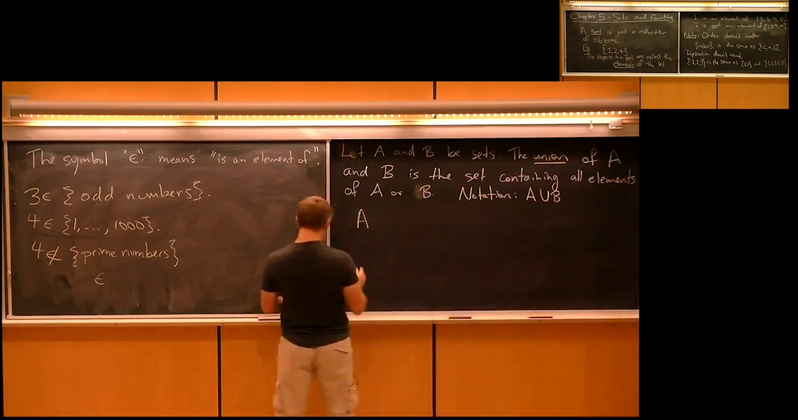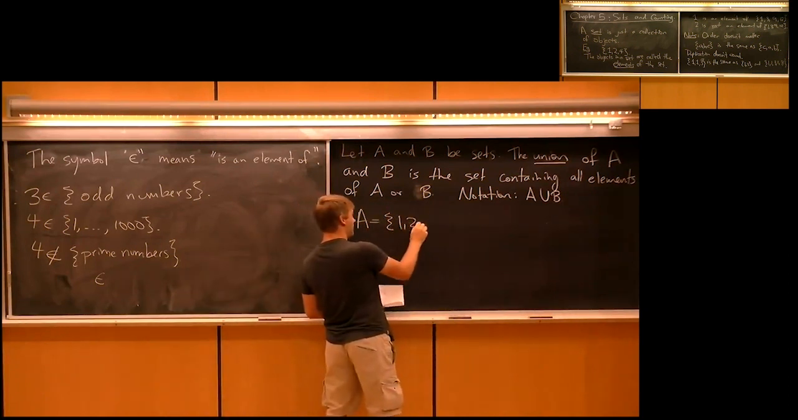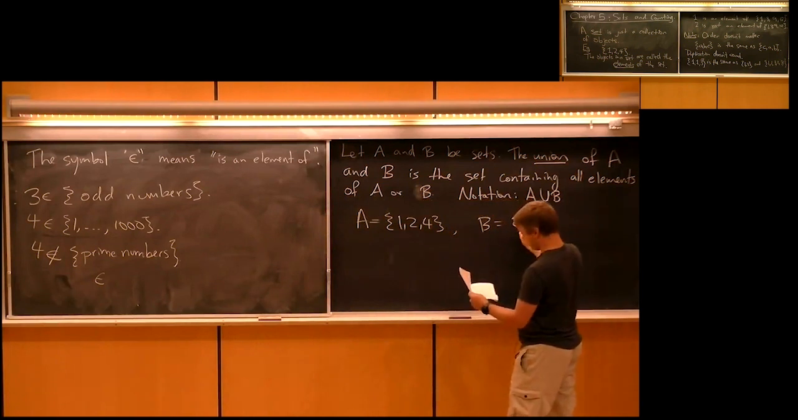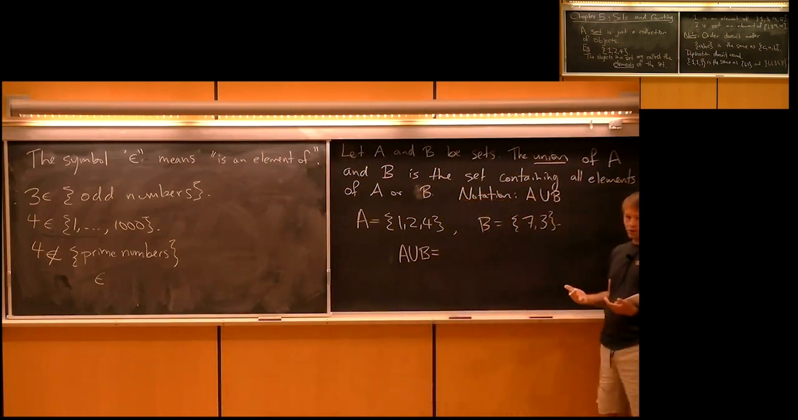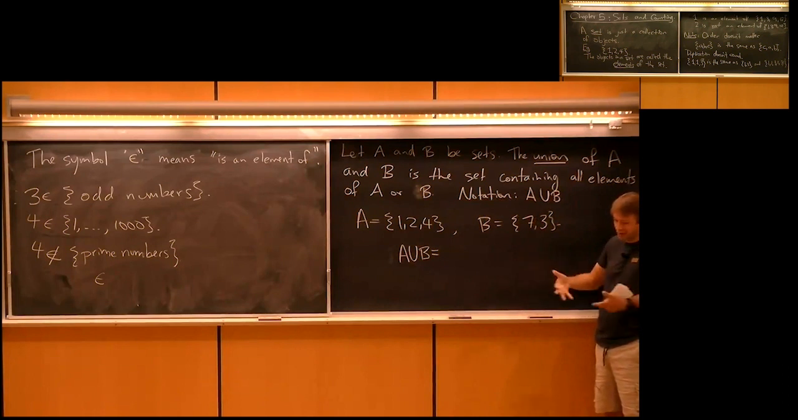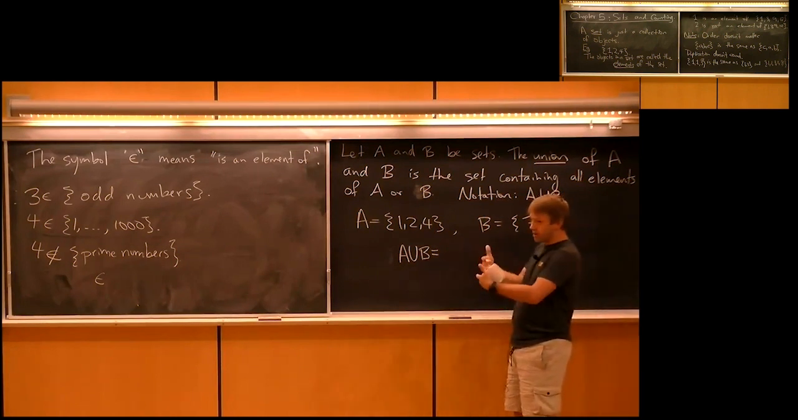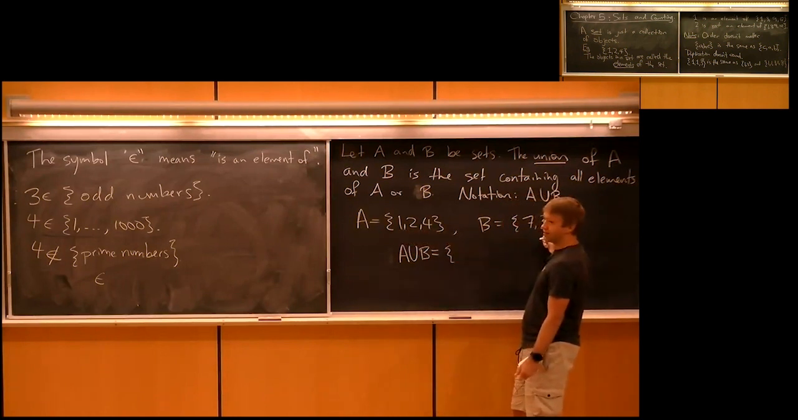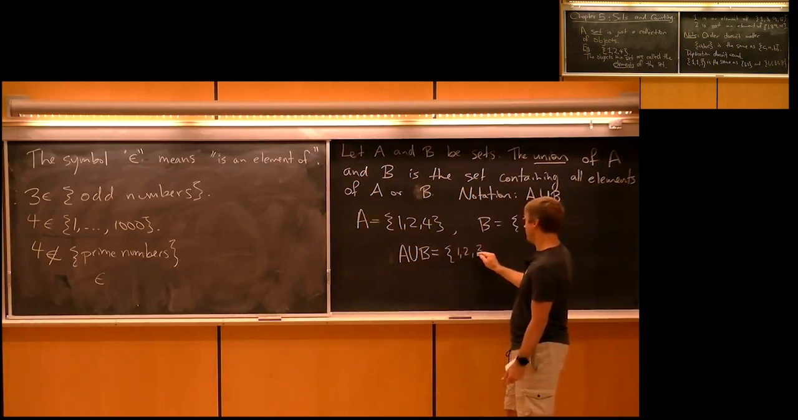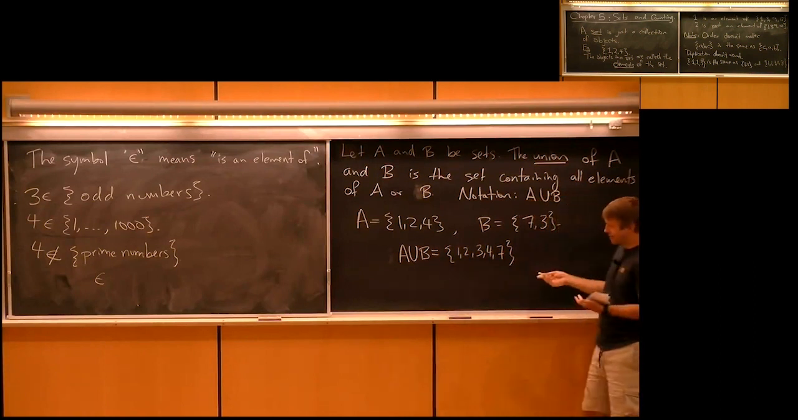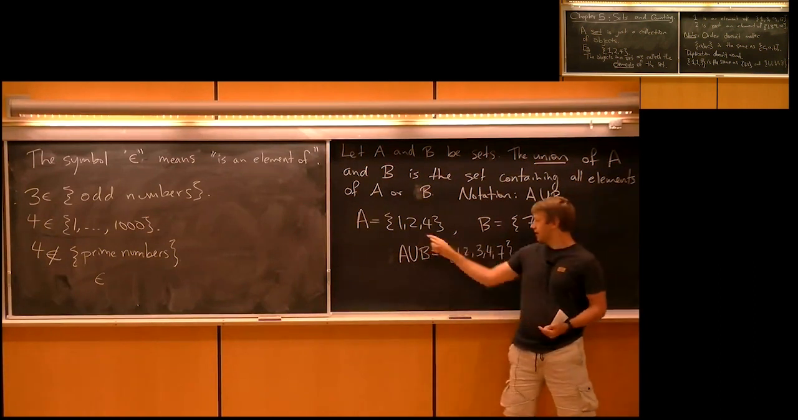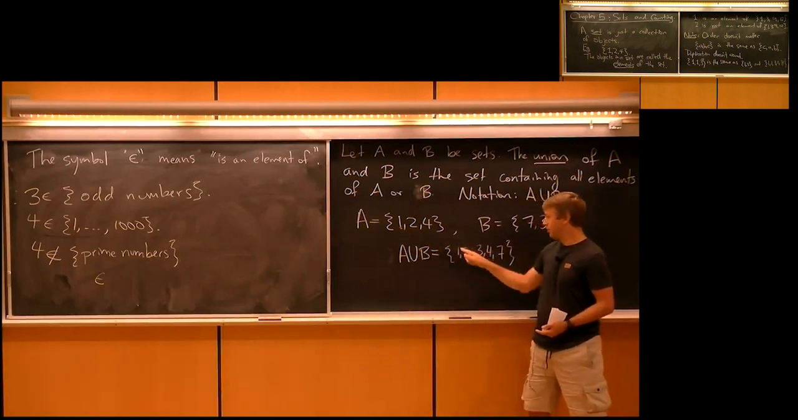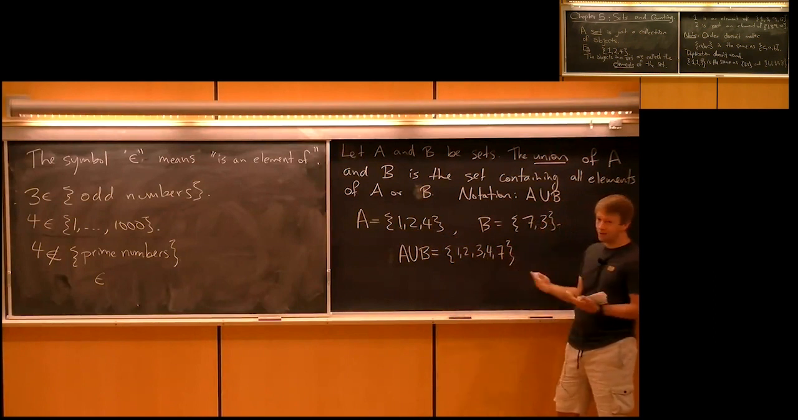As an example, if we let A be the set 1, 2, 4, and B be the set 7, 3. You should think of union as the word suggests: putting things together. When you take the union of two sets, you merge them together. It's the set that contains all the things that are in here or in here. So 1, 2, 3, 4. It doesn't matter what order I write these in, but the number 1 is here, so it should be in the union. 2, 4 is here, 3 and 7, and you don't add any other stuff, just that.